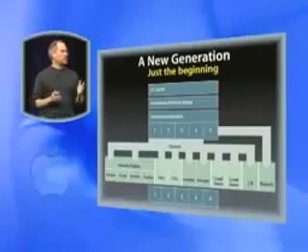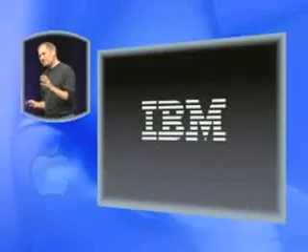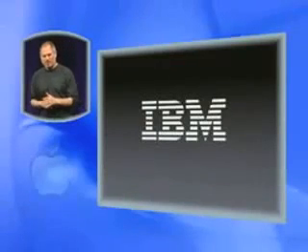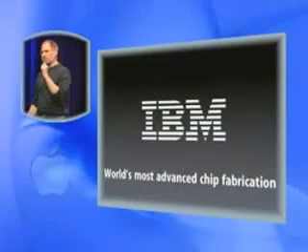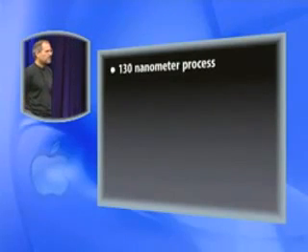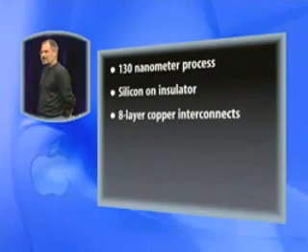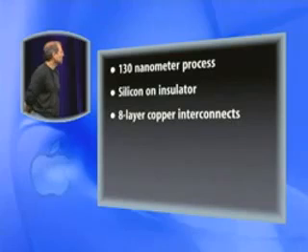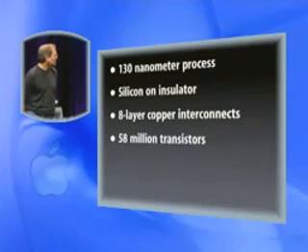So, this is a new generation architecture, and this is just the beginning. And IBM has done a phenomenal job on this. We've worked with them very closely. And they also happen to have the world's most advanced chip fabrication on the planet. 130 nanometer process, silicon on insulator, 8-layer copper interconnects, 58 million transistors. I don't know how they count them.